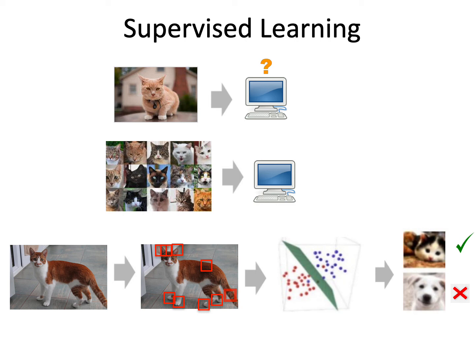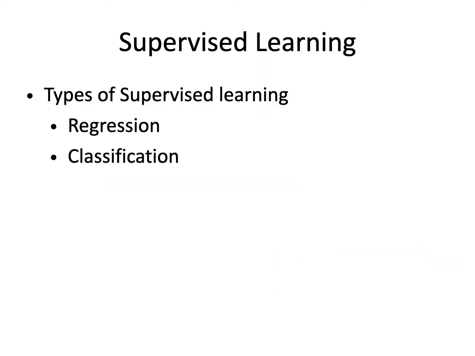The process by which we make the machine learn from the past labeled data and use the learning to make inferences on future data is known as supervised learning. Supervised learning can be further divided into two different categories. The first one is regression and the other one is classification.